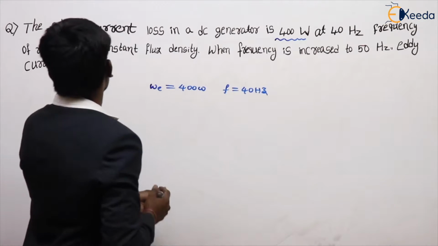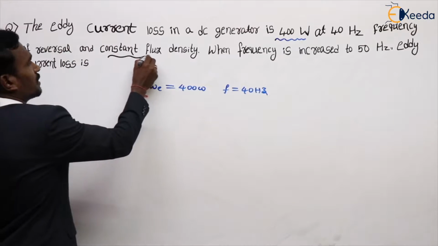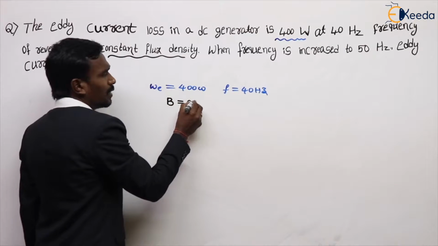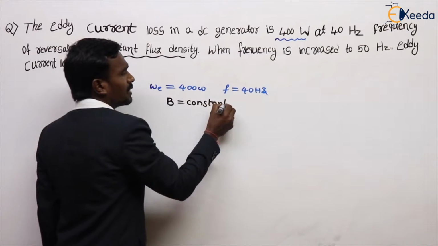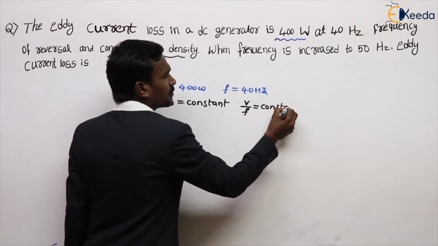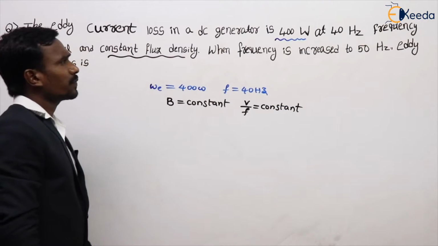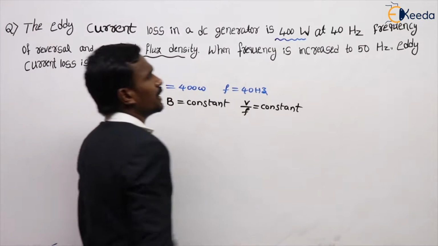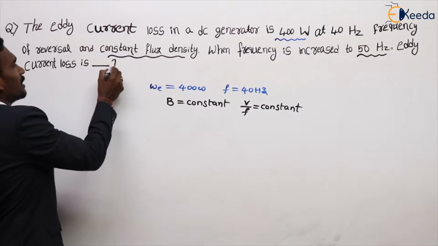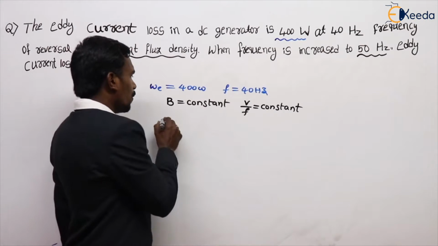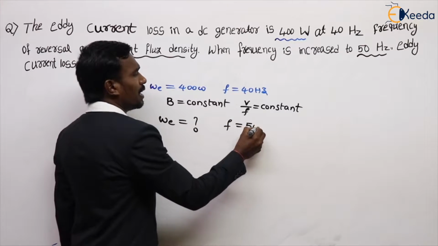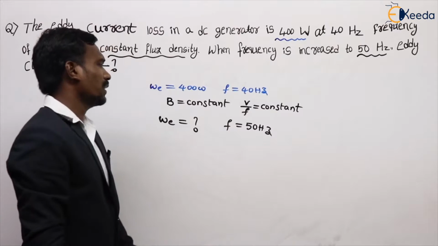Then the frequency of reversal and constant flux density are given. Constant flux density is nothing but V by F is constant. This is the given. When the frequency is increased to 50 hertz, what is the eddy current loss? Now we don't know the eddy current loss, but they gave the frequency of 50 hertz. This is what we require.